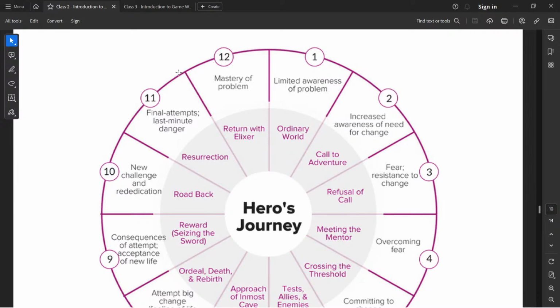Then refusal of the call. Basically, it's the main character's fear. He fears this change. He doesn't want this change to happen. He's comfortable in his own comfort zone. But often when this call is given, the future hero always refuses to heed it. It could be from a sense of duty, or obligation, fear, insecurity, sense of inadequacy, or any range of reasons that can work to hold the person in his or her circumstances.